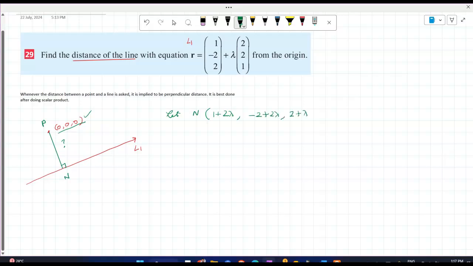And then the scalar product, the dot product, will be 0. Dot product. So now, one second. Yeah, that's correct. Very good. You get your lambda. Now get your vector PN, or anything, it won't matter. So PN will be what? N minus the vector 0, 0, 0, the origin. Correct? So that's my vector PN.